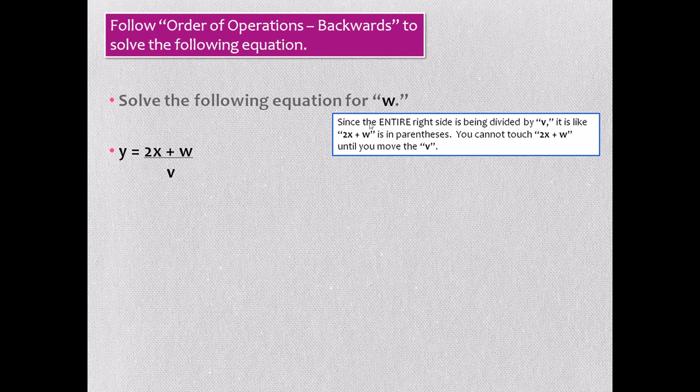Just a note here, since the entire right side is being divided by v, it is like 2x plus w is in parentheses. You cannot touch the 2x plus w until you move the v. So I'm just going to put some parentheses around there, because I know order of operations tells me if I'm going backwards, parentheses is last.